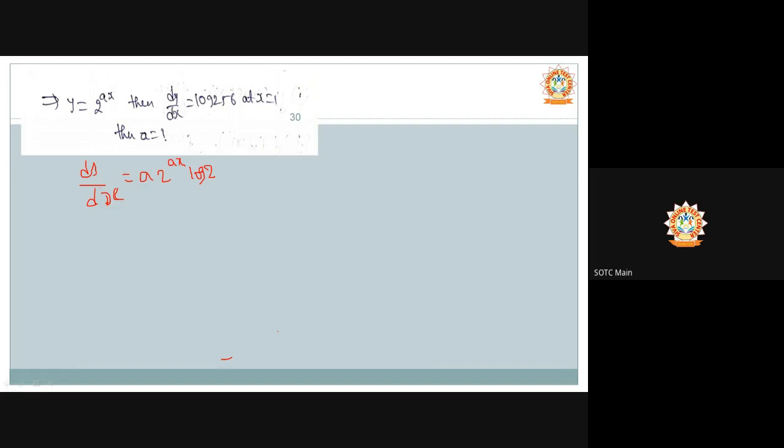Yes. So dy by dx will become what? A into 2 power ax into log 2, right? Yes or no? That is equal to log 256.